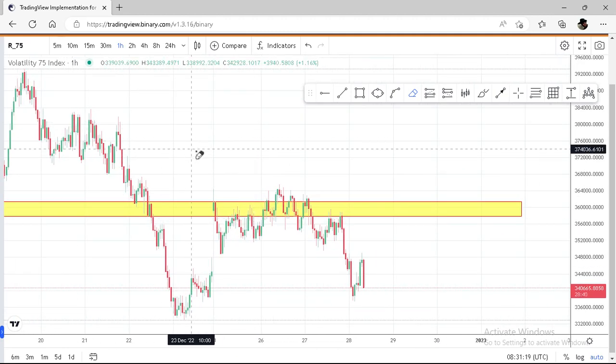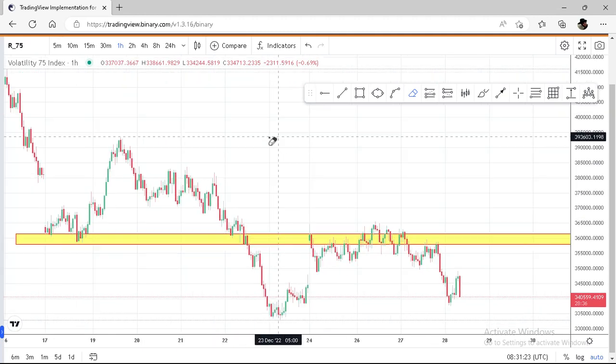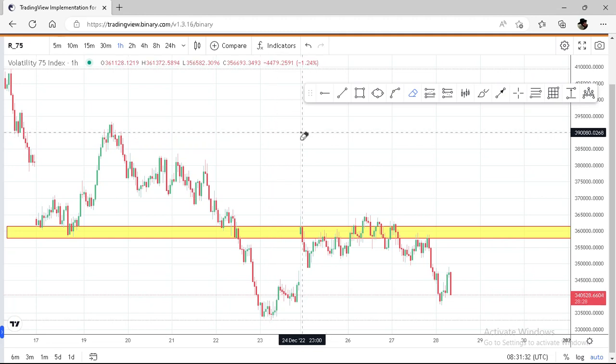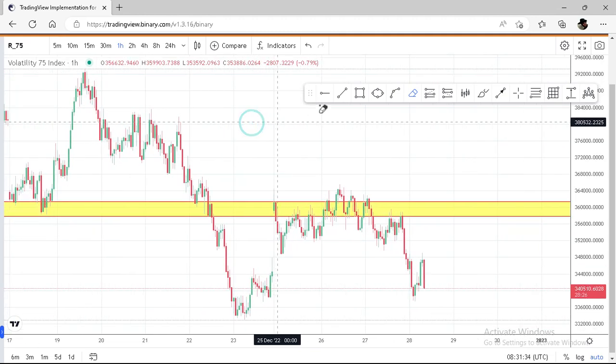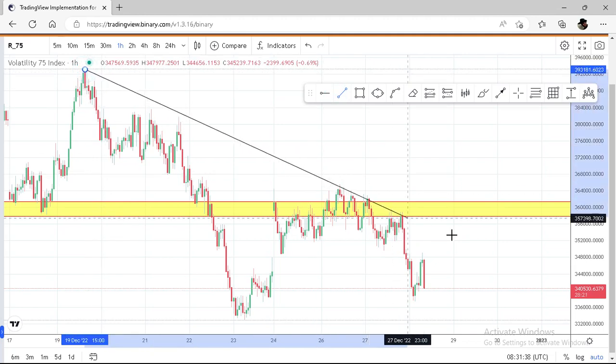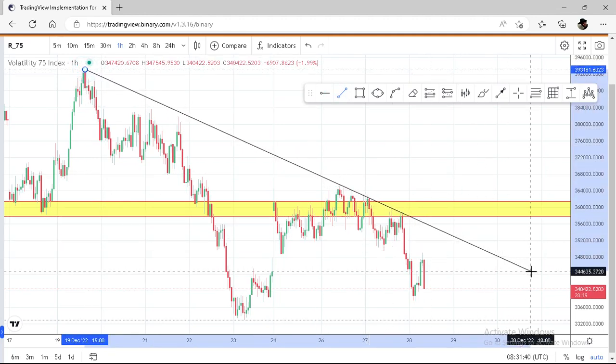So as I've said, whenever you're trading or looking for entries, you have to look for selling opportunities, especially when the market is selling. So what else am I seeing here? I'm seeing it's kind of like a bearish trend, guys.